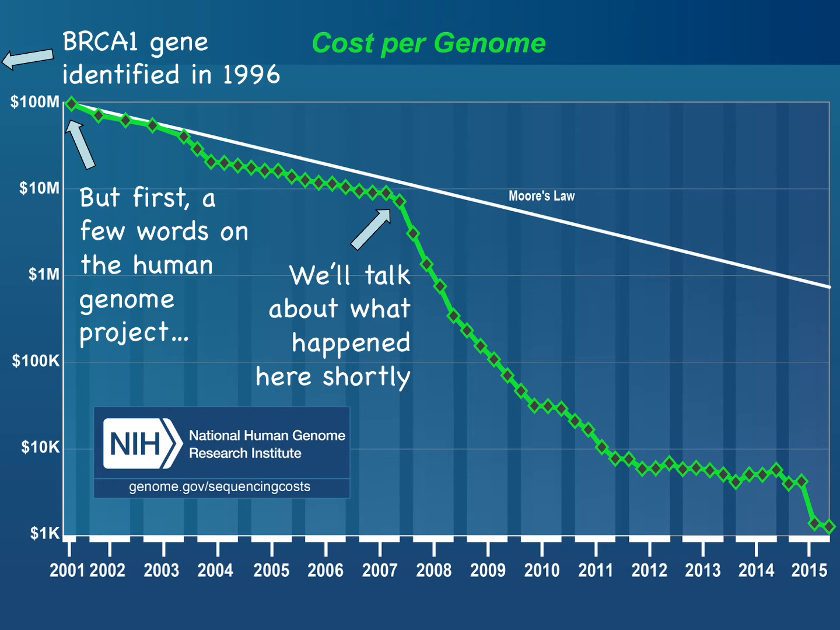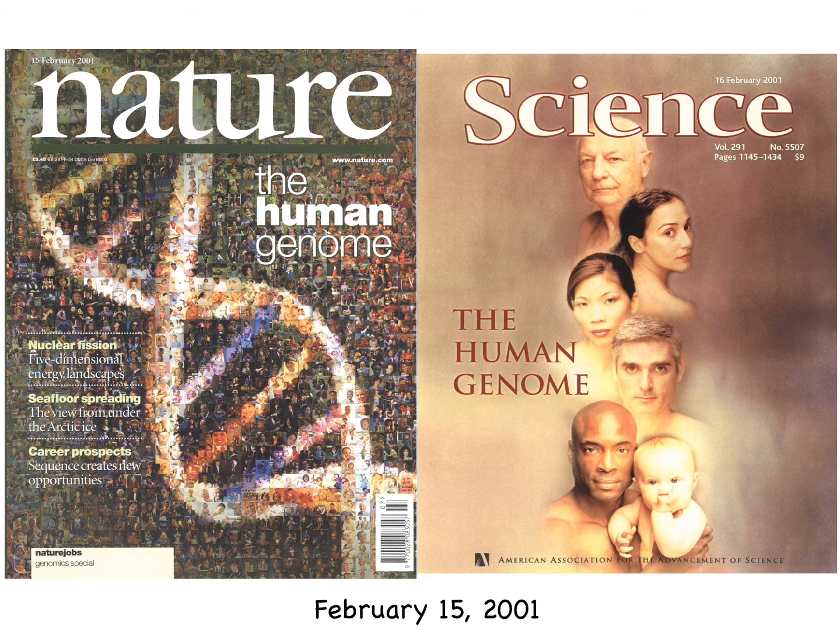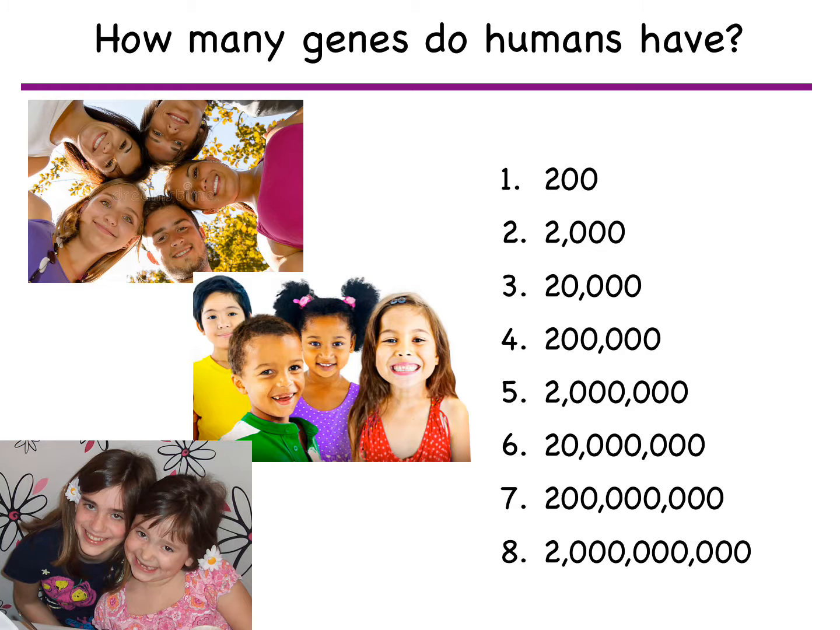But before I talk about either of these things, I want us to say a few words on the Human Genome Project. So the Human Genome Sequence was completed, mostly completed, in around 2001. There's a couple of papers that published some of the initial findings from the Human Genome Project.